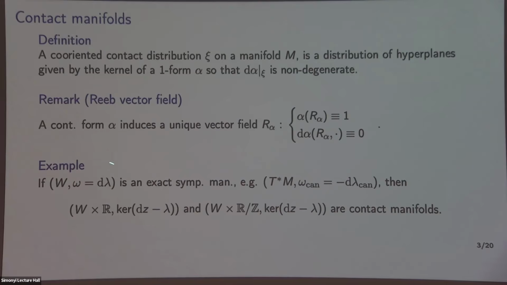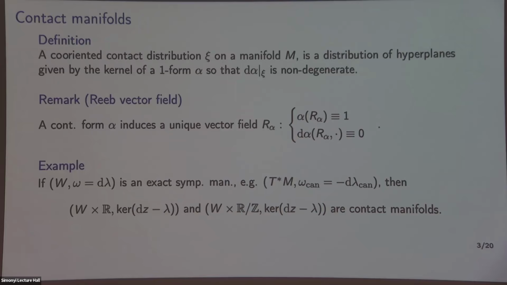So if you start with an exact symplectic manifold, for example a cotangent bundle, then if you take the product of this symplectic manifold with the real line or with the circle S1, you automatically get a contact distribution by looking at the kernel of the one form dz minus lambda, where z is the coordinate on R.